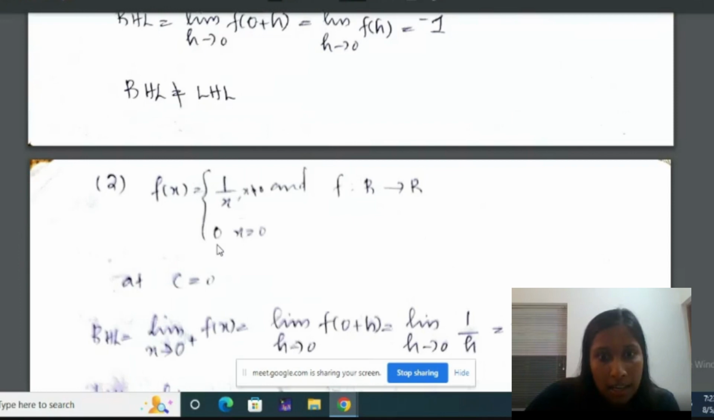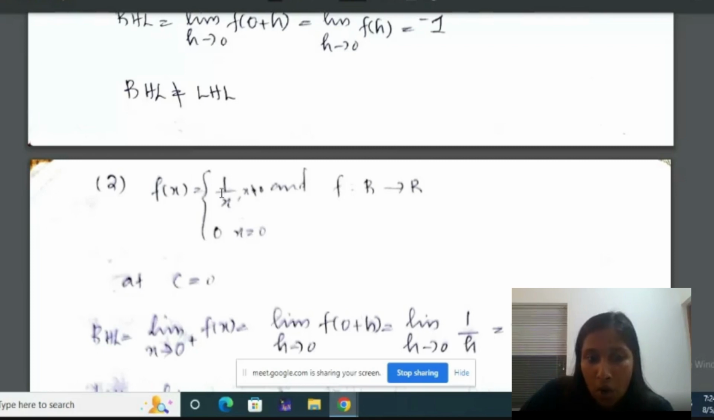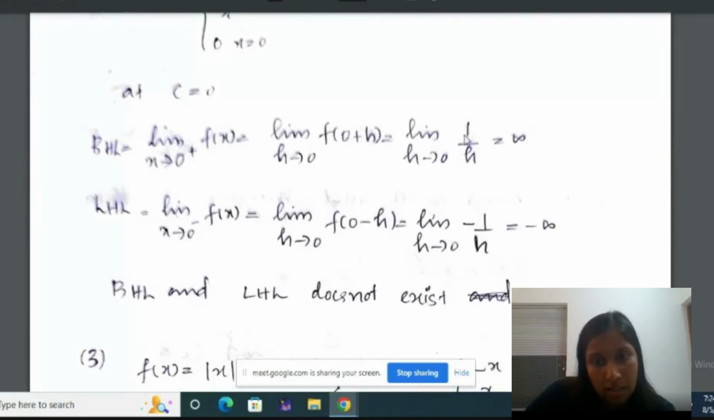So here h tends to 0 means h will not be 0 but some point other than 0. So at non-zero points the function definition is 1 by x, so we give that definition 1 by h. So limit h tends to 0 of 1 by h will be infinity. It's not a point but it's a concept, so it will be infinity.